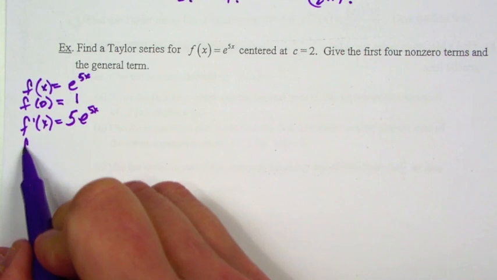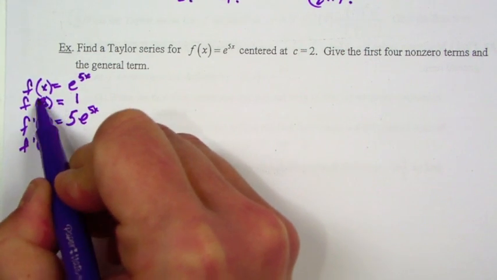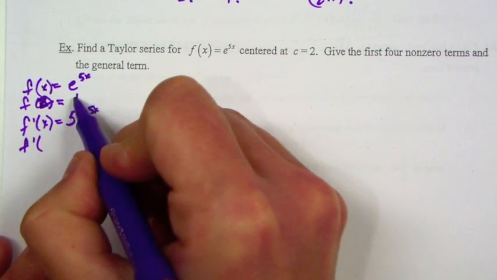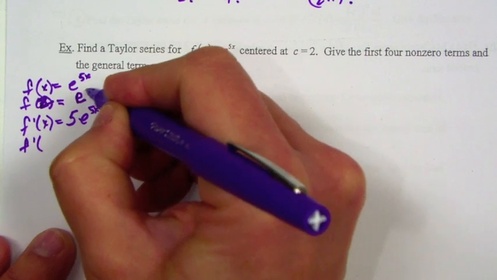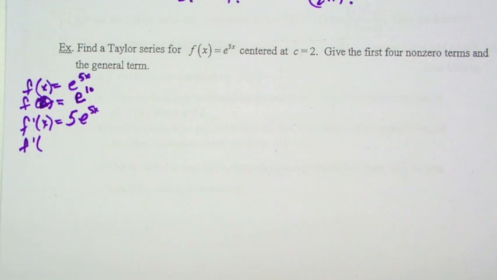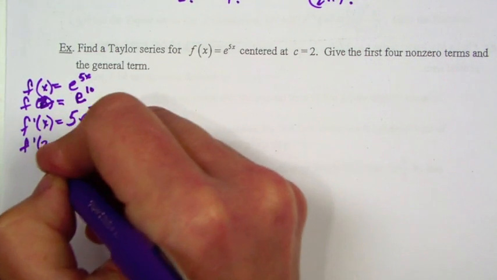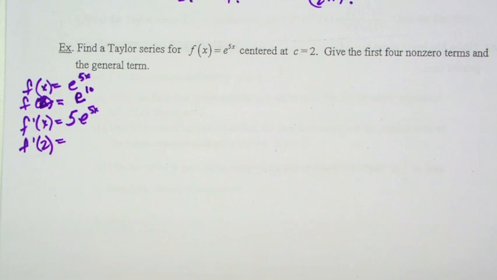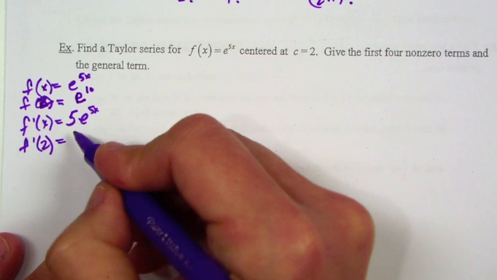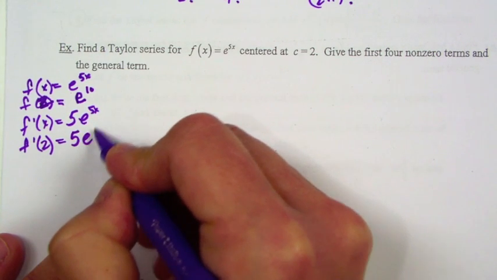Should we be doing 2 and 3? Oh, my bad. Sorry, 2, yes. So this is e to the 10th. So f prime of 2 is what? 5e to the 10th.